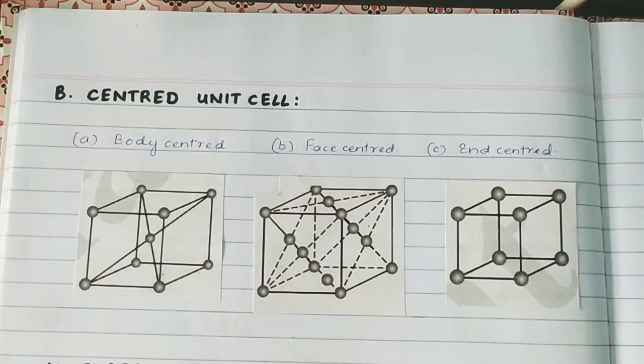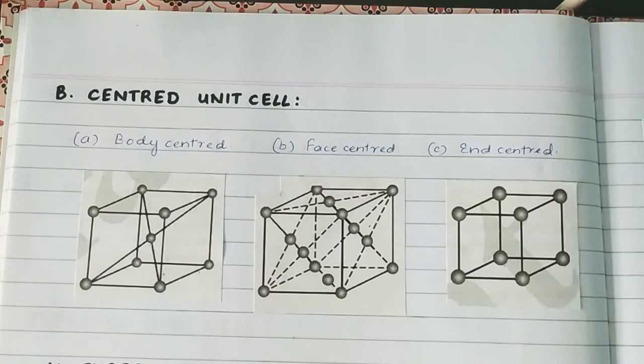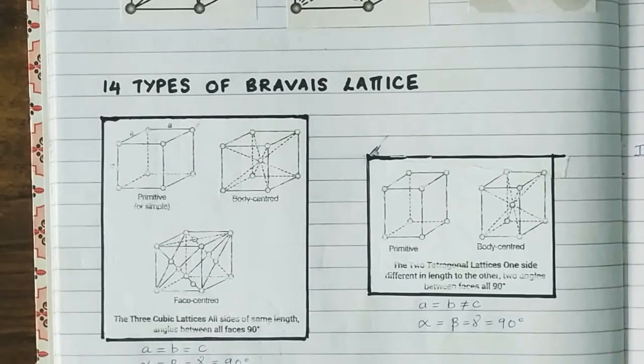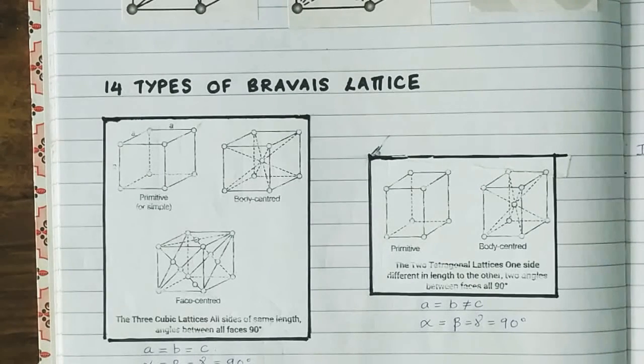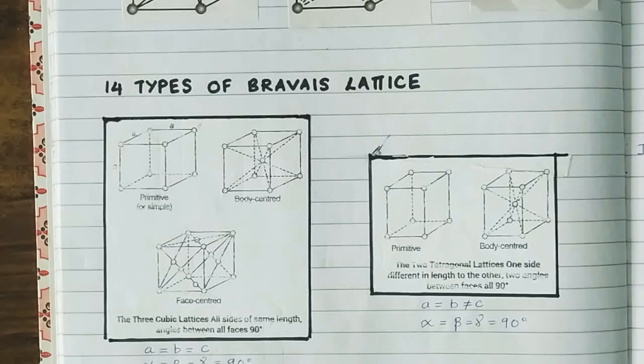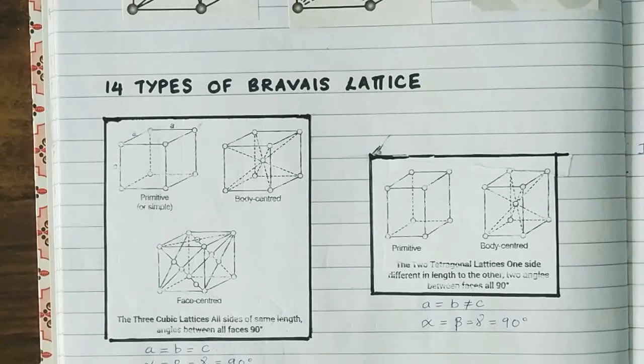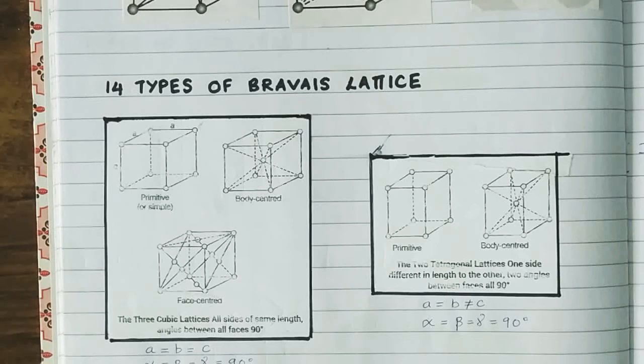Now based on what you know of the primitive unit cells, or the basic unit cell, and centered unit cell, a combination of these two, we have come up with 14 types of Bravais lattice. 14 different arrangements via permutations and combinations. We will see that in a few minutes. So now we are talking about the 14 types of Bravais lattice, which result from a combination of simple unit cell and centered unit cells.